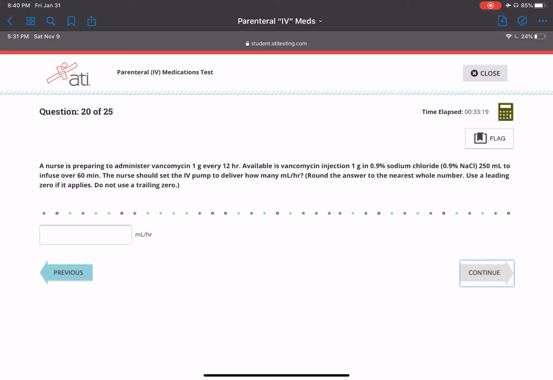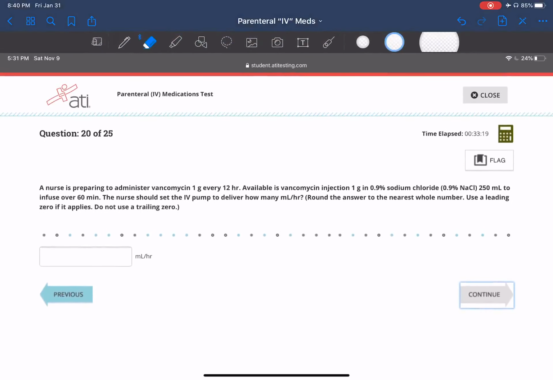Okay. ml per hour. This one looks pretty easy too. So let's see what we got. Let's do it quick. ml per hour. Find the ml in the problem. We have 250 ml.